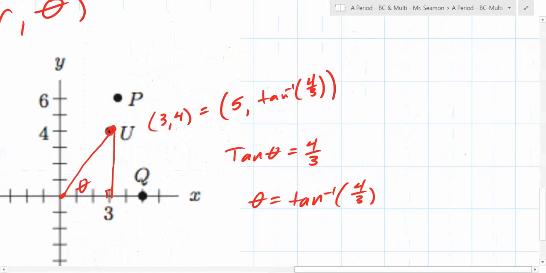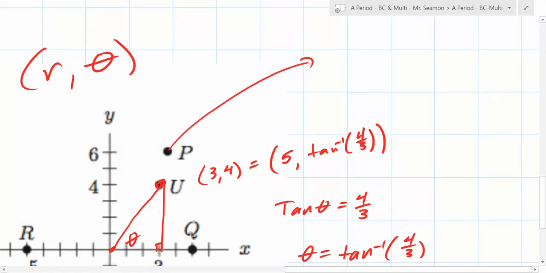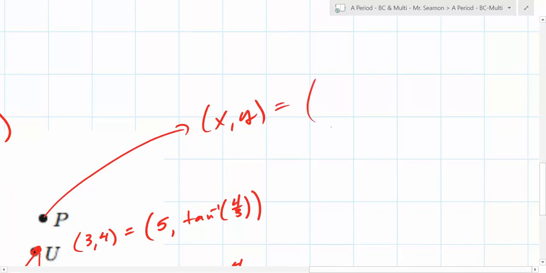Let's get more general, though. Let's say we had this point P and we didn't know the exact value. Let's just call it xy. What's the r value going to be? What's the distance xy is from the origin? Henry, tell me what it is. Square root of x squared plus y squared. Yep. Correct. There's your r value right there: the square root of x squared plus y squared.